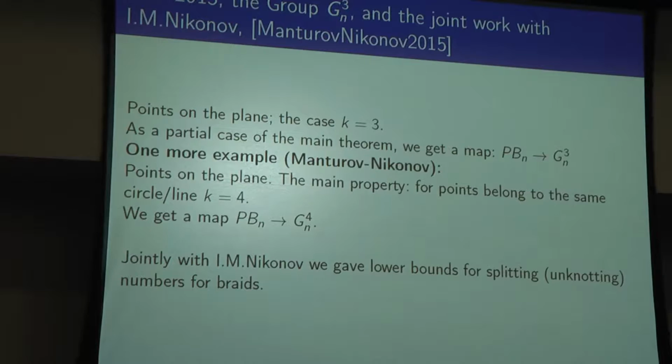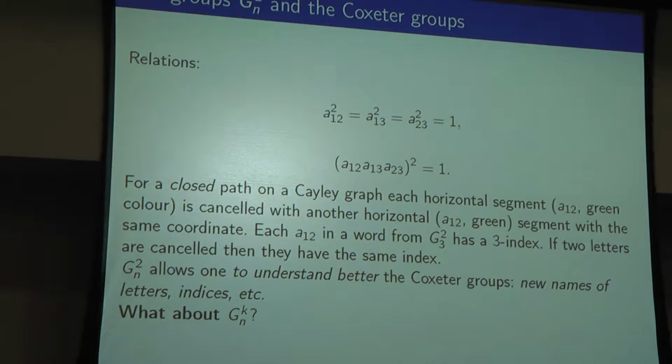Now, I'm going to say a couple of words about geometry and topology. We can study these groups, GNK. We already see that they are non-trivial enough. As for GNK, so far I don't know. This is a question. I don't know whether the word problem for GNK can be solved for arbitrary K. And I don't know whether they are related to Coxeter groups in the same way, but anyway, I have lots of homomorphisms and I have lots of indices like this. I can extract a lot of information.